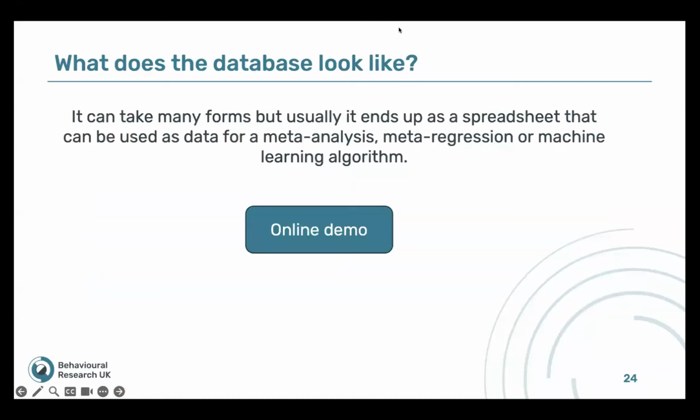So that's a lot to take in. But what I'm going to do now is share my screen and show you what the end result might look like in a spreadsheet. So I'm going to take over sharing.